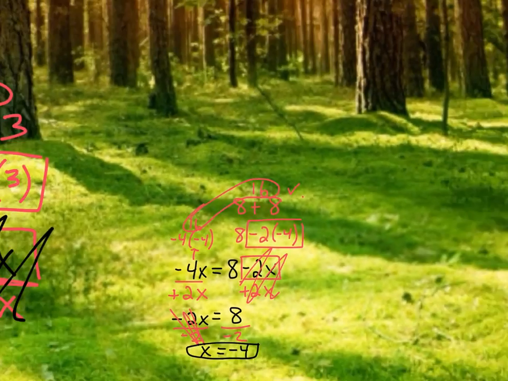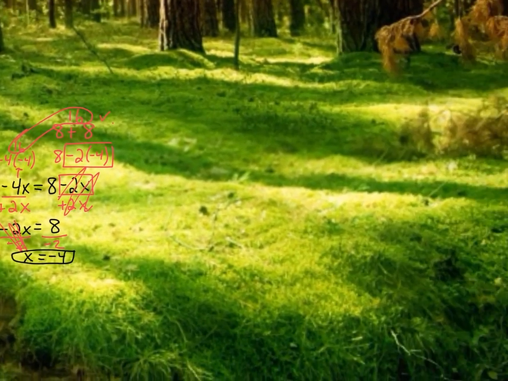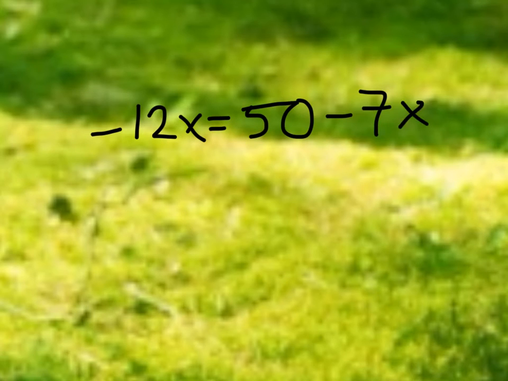All right, real quick here, let's do one more question. Let's check out one of the hardest ones near the end here. How about number 9? Let's do question 18. And it is negative 12x equals 50 minus 7x.